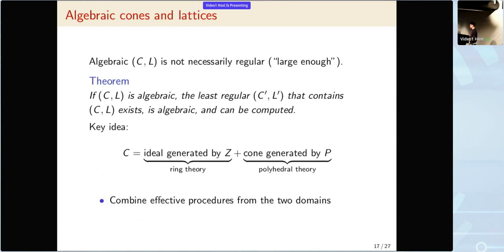So the key idea behind the proof is that our choice of C, allowing us to decompose it into an ideal plus a cone, means that we can apply ring theory to the ideal part, and we can apply polyhedral theory and algorithms to the cone part. And by combining procedures from 2 domains, we are able to compute the regular closure. And our choice of representation of C, allowing us to write it as an ideal and a cone, is really the essence of why algebraic cones can be manipulated effectively in general.